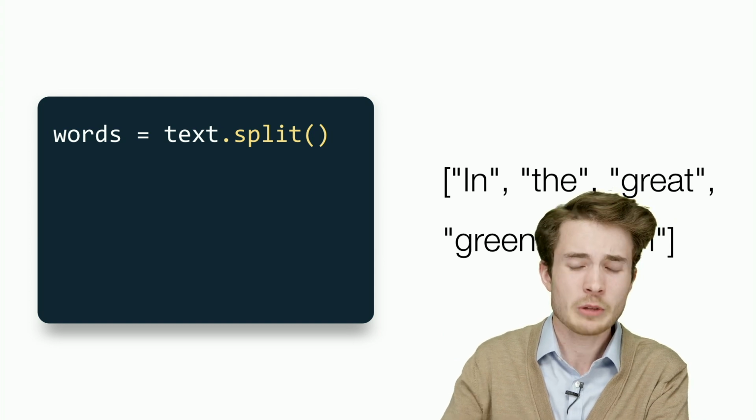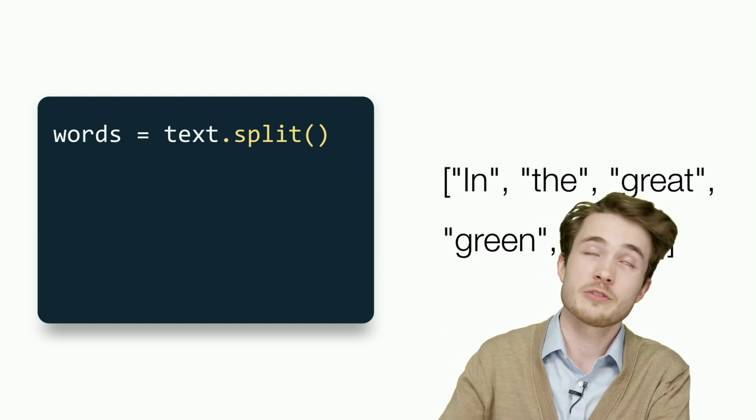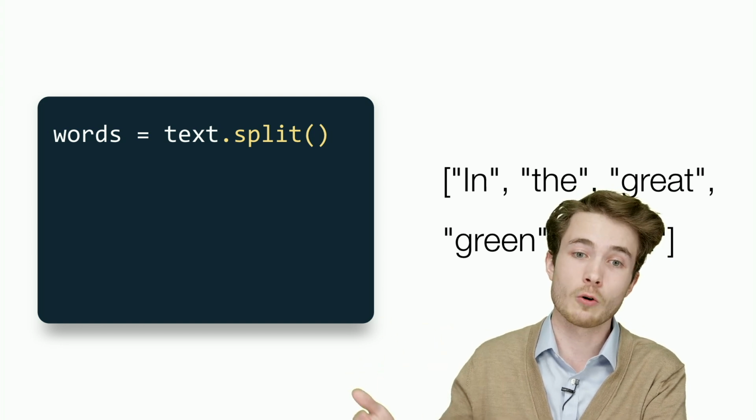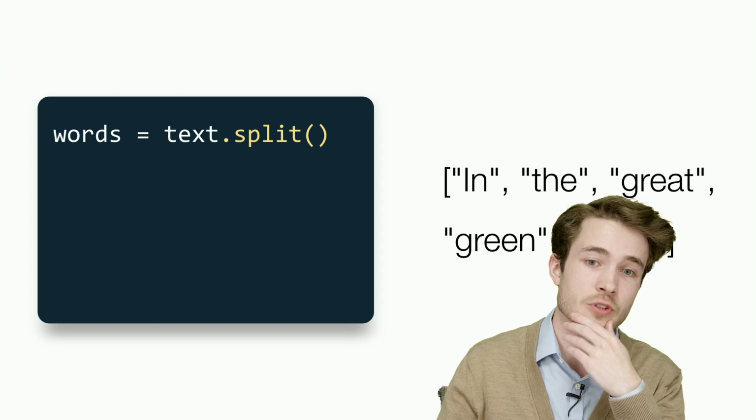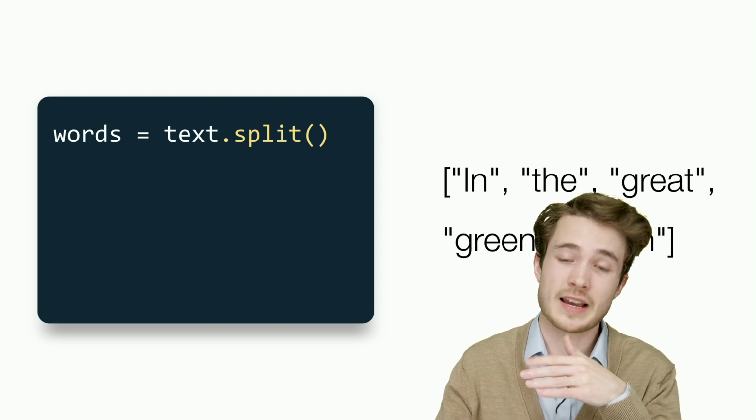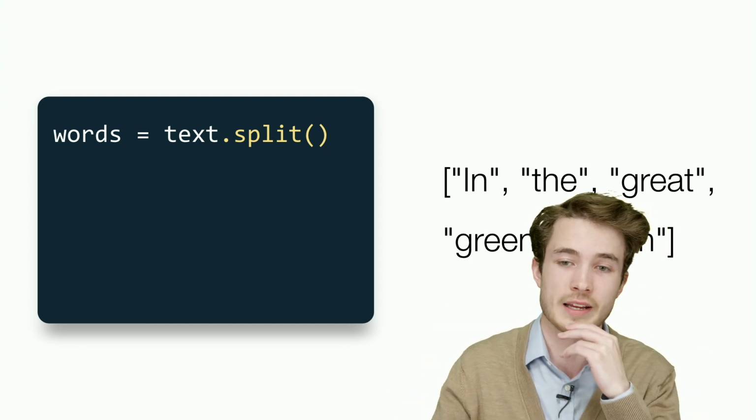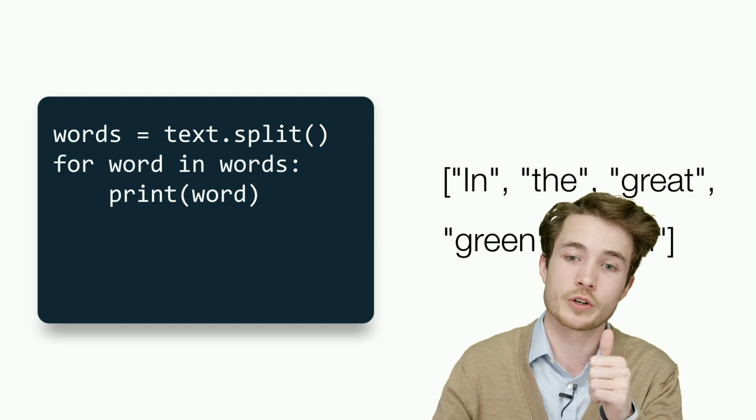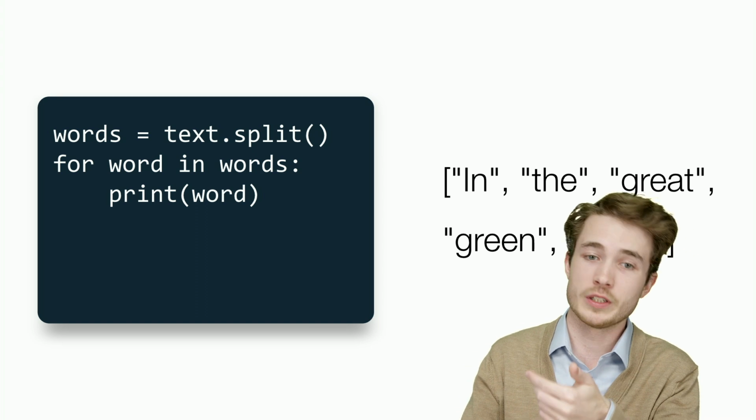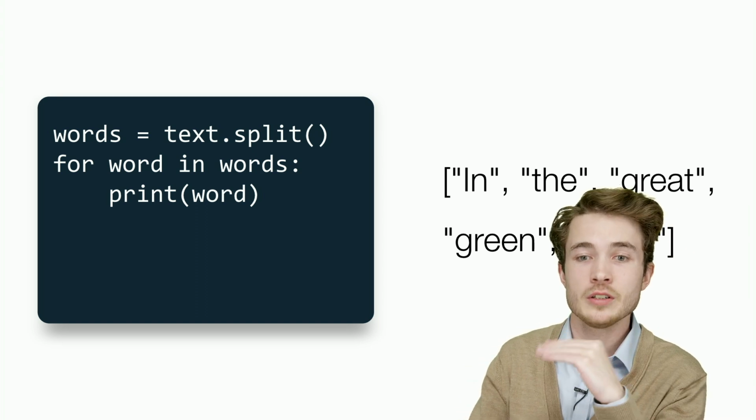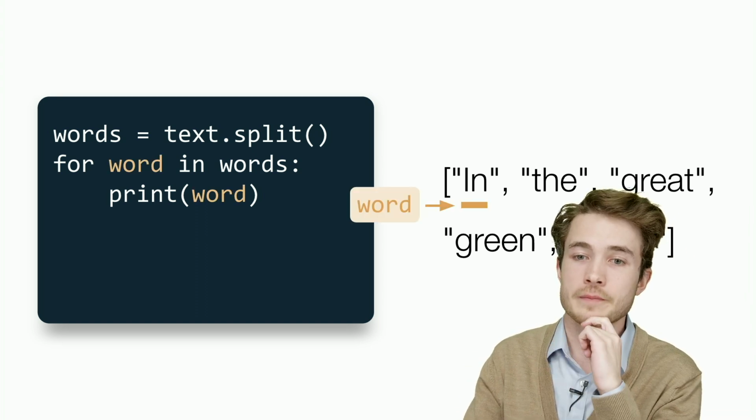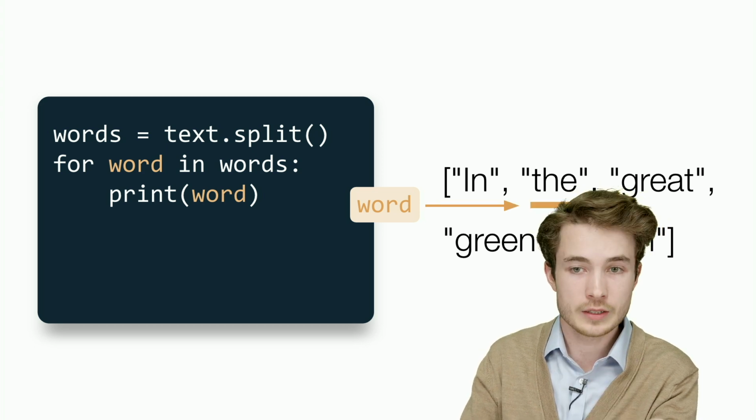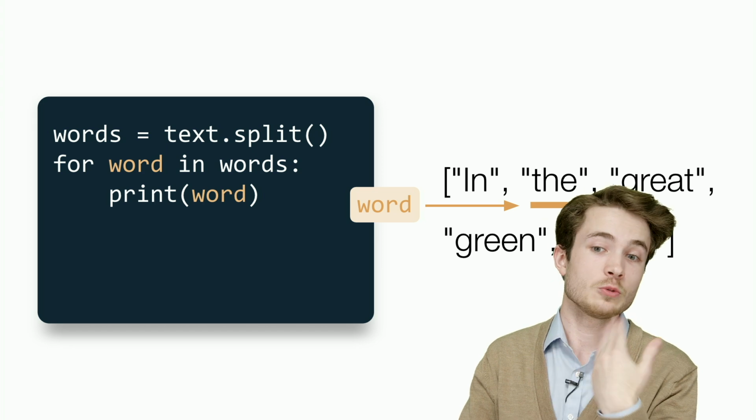Okay, so now that we've split our text into individual words, let's actually see how we can loop through these words as a whole. So if we use our for blank in blank syntax with a list as that second blank, we could say for word in words, let's print out the word. And what this will do for us visually is, on this first iteration, word will get the value in. On the second iteration, word will get the value the. And on the third, it'll get the value great, and so on.